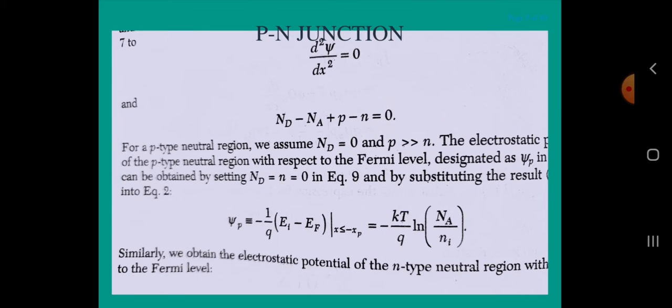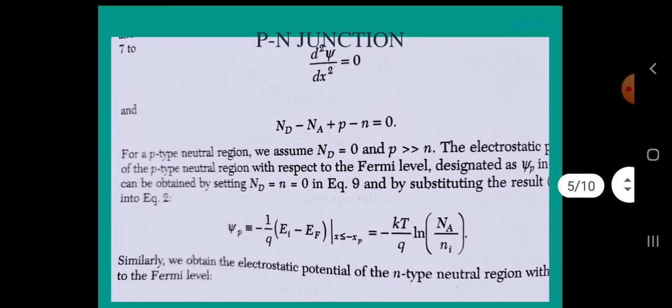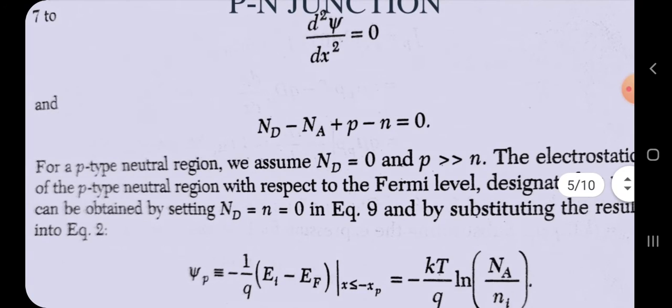In the regions far away from the metallurgical junction, charge neutrality is maintained and the total space charge density is 0. So for the neutral regions, we can simplify this equation to d²ψ/dx² = 0 and Nd - Na + p - n = 0. For a p-type neutral region, we assume Nd is equal to 0, and p is very much greater than n.